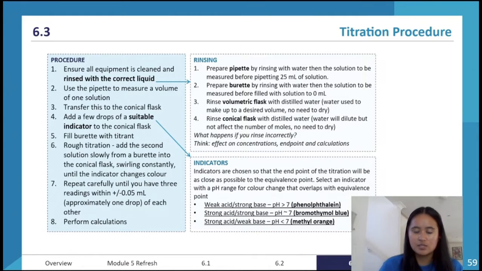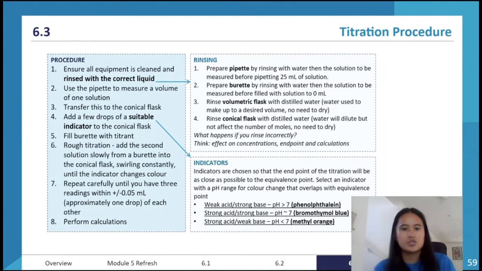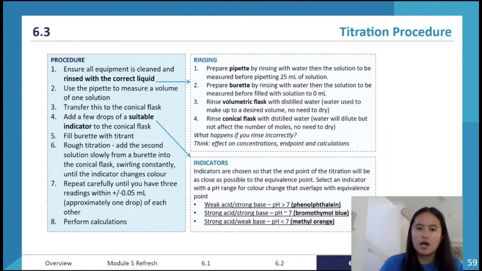You just add the second solution from the burette into the conical flask, and you want to make sure that you're swirling the conical flask because especially with phenolphthalein, it might look like a drop of pink and you're like, oh my goodness, I've hit the end point, but then once you swirl it, it will go back to being clear. So you need to keep going until the entire thing is pink. But yeah, you want to just keep swirling until the indicator changes color. Then once it's changed color, you repeat it all over again until you have 3 readings that are really close with each other, between 0.05 mL of each other.